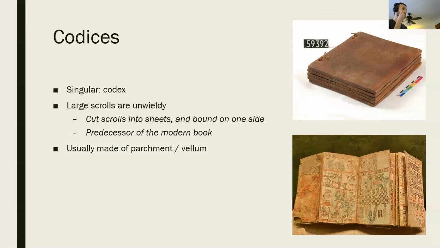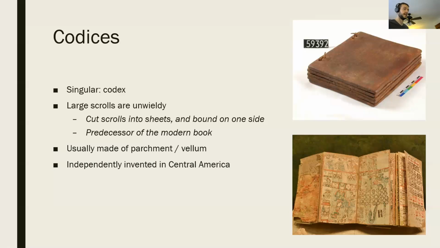Now, usually these codices were made out of a material called parchment or vellum, which is a writing material made of animal skin. So since papyrus wasn't as available, animal skins were much more common. So that's a reason why they were made of that kind of material. Codices were independently invented in at least two places, one of which was in Rome, where we get the name codex, but it was also invented in Central America as well.